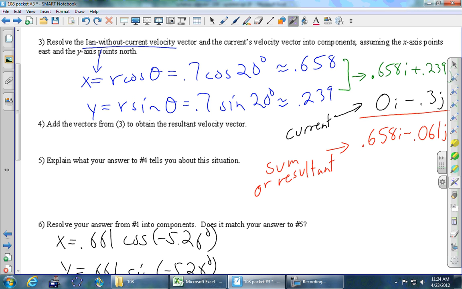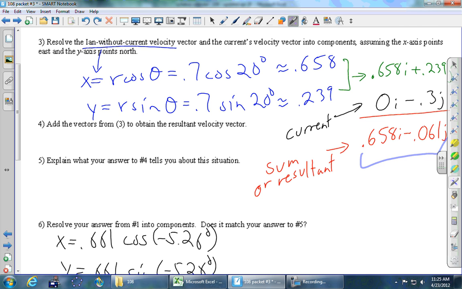So we add them up, 0.658i is unaffected. Why? Yeah, the river has no east-west motion at all. It's just pushing me south. So everything that I'm trying to do heading east is going to stay heading east. But the part that's going to get messed up is the part going north, I'm trying to go north, and the river is pushing me south. And you can see here the river wins by a little bit. That negative 0.3 is going to counter my 0.239 up, and it's going to win. It's going to push me a little bit south, which is exactly what we got when we did the law of cosine stuff before. So anyway, this is my resultant vector. This is what it will appear that I am doing to somebody just watching me.